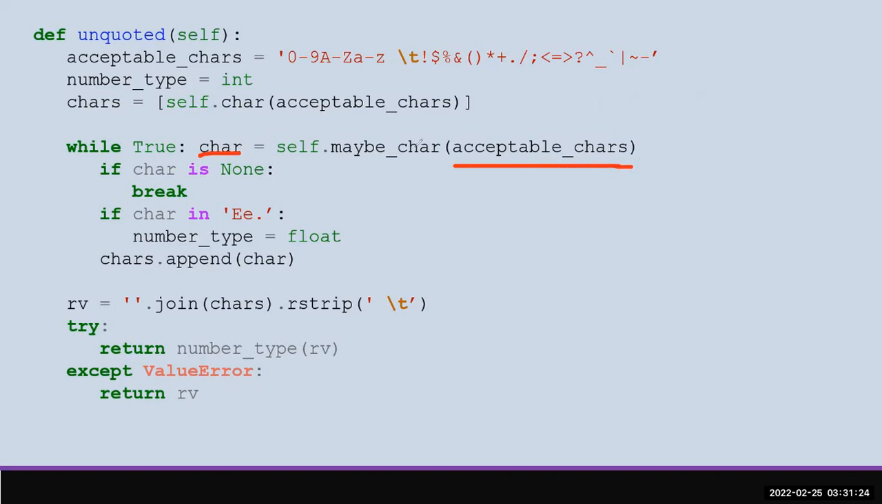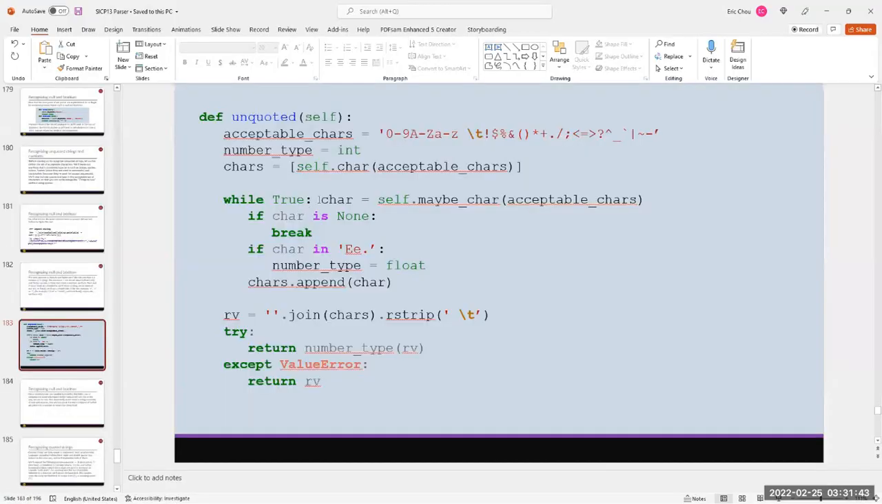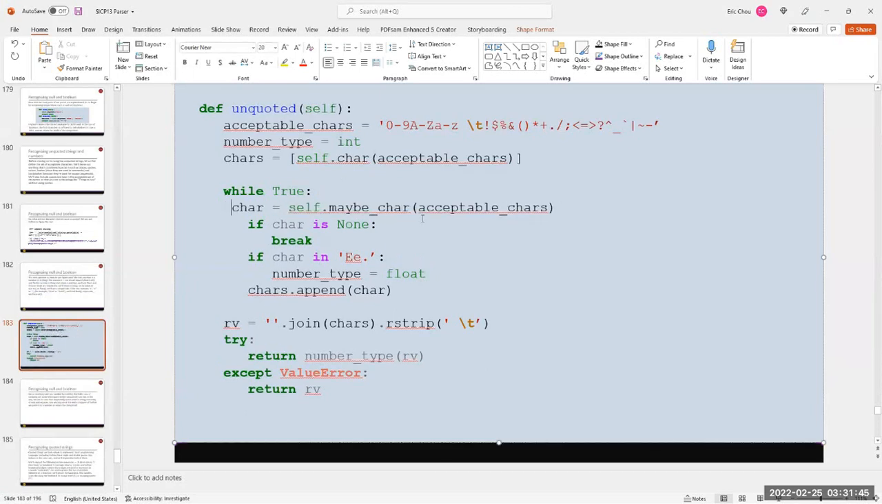While true, you do this. Let me adjust it: basically while true, this one should be dropped to here. So every time you try to tokenize a character, if it's none, you break. That means that it's the end of the unquoted value.